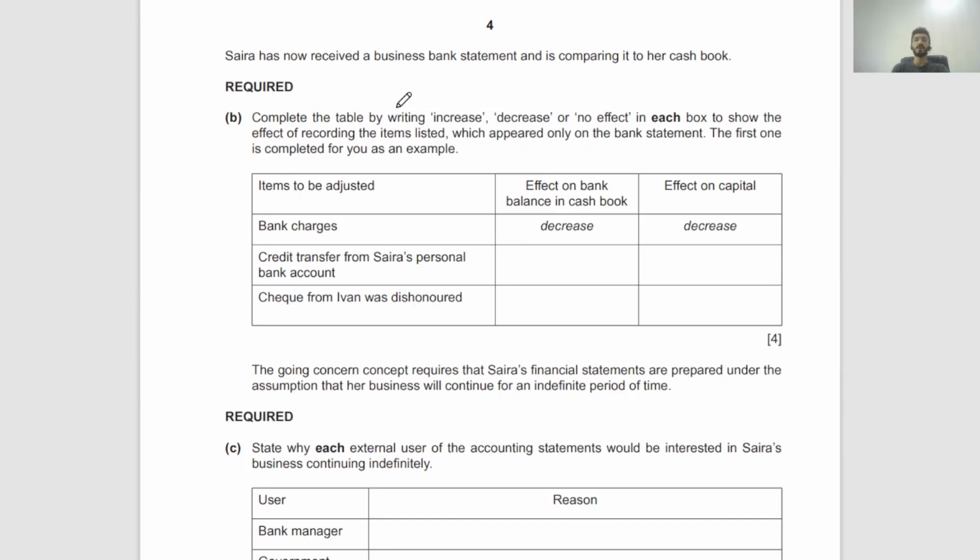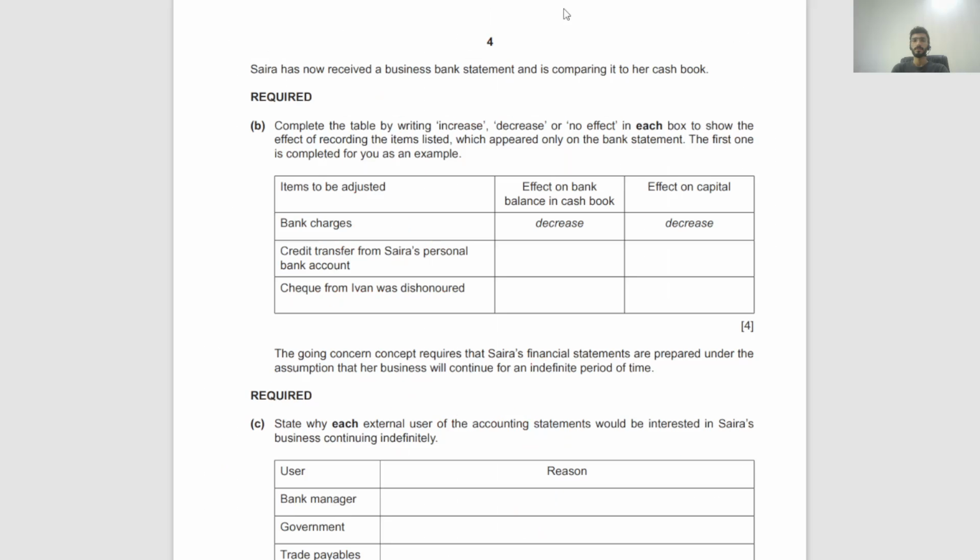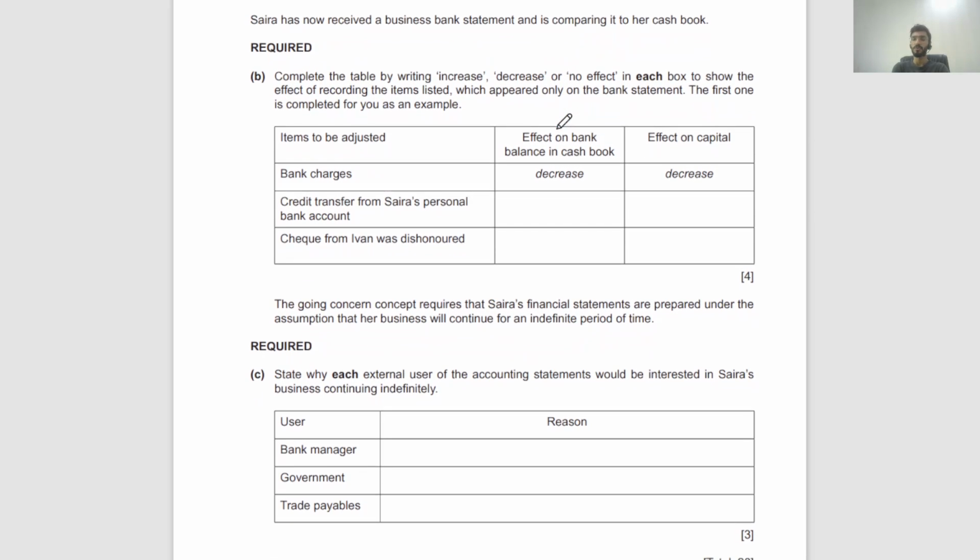Syra has now, oh wait, I can just go back to this booklet. Syra has now received a business bank statement and is comparing it to her cash book. Complete the table by writing increase, decrease, or no effect in each box to show the effect of recording the items listed, which appeared only in the bank statement. The first one is completed for you as an example. Okay. So they only appeared in the bank statement, not in our cash book.